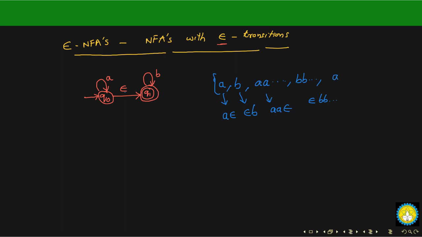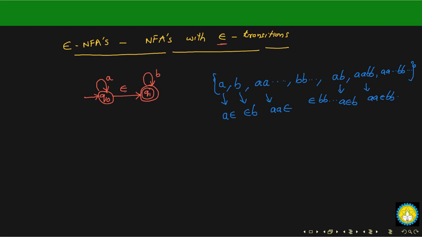Similarly, what about AB? Look at this. AB can be considered as A epsilon B. There's nothing wrong in that. So AB is also accepted. What about AABB? This is also accepted, because again, we can consider this as AA epsilon and then BB. Similarly, any number of A's followed by any number of B's is accepted by this NFA, right?